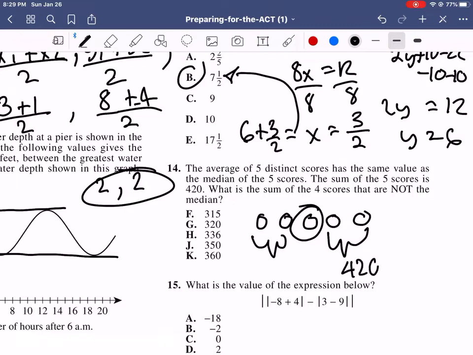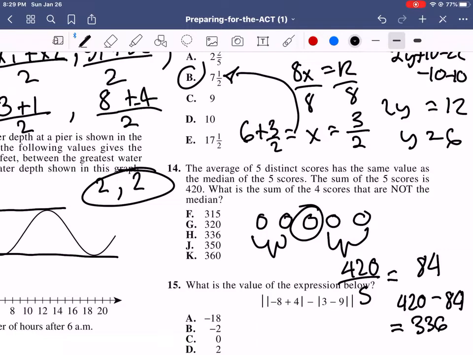So 420 divided by 5 equals 84. So what you do is you subtract 84, because that's the average and that's the median, from 420, if that makes sense. And then you get 336. Well, because you know how you get the average by dividing everything by 5.